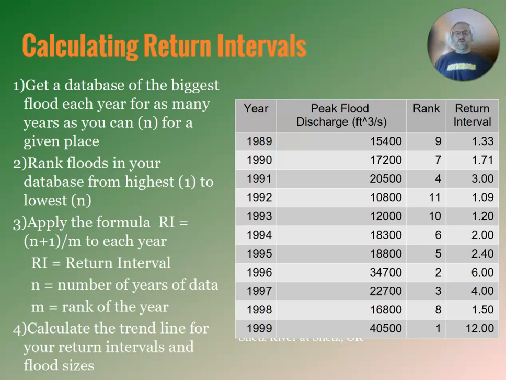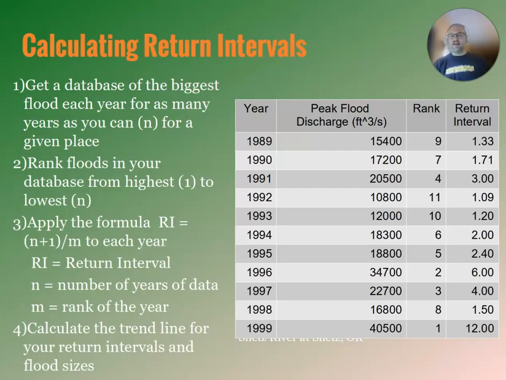Then for each year, you apply this formula, Ri equals (n plus 1) over m. Ri in the formula is the return interval. So that's that number in expressions like a 100-year flood. And the return interval is equal to the number of years of data plus 1. In this case, n was 11. We have 11 years worth of data, so n plus 1 is 12. So it's going to be 12 divided by the rank for that year. So the rank that we've given each year is the denominator in that. So we divide 12 by that rank, and that gives us our return interval.